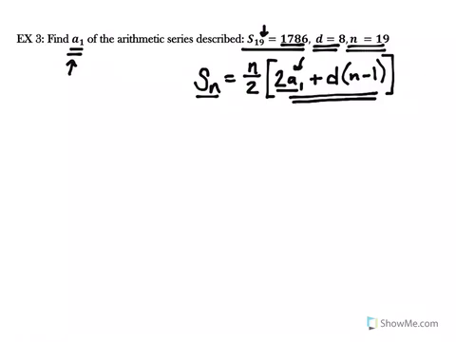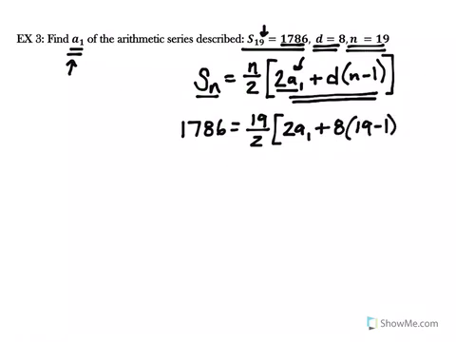So let's go ahead and plug in what we know and see if we can't solve for a sub 1. So we have the sum is equal to 1786, and that is equal to n, which we know is 19, divided by 2, times 2 times a sub 1, which we don't know, plus our common difference, which is 8, times n minus 1. Again, n is 19 minus 1. And now it looks like the only thing that we have unknown here is a sub 1.